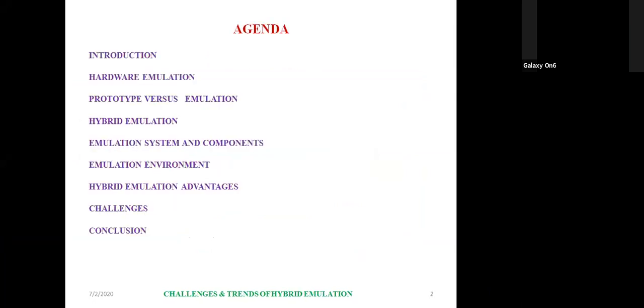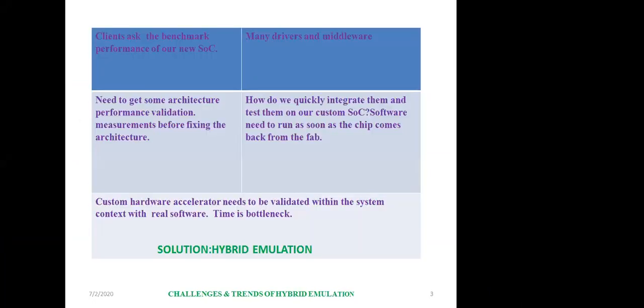So the customized hardware selector needs to be validated within the system context with the real hardware. So there are different types of emulators in the market. One is cycle accurate emulators, cycle accurate simulators, as well as the hybrid. The solution brings down the time to eradicate the timing issues.